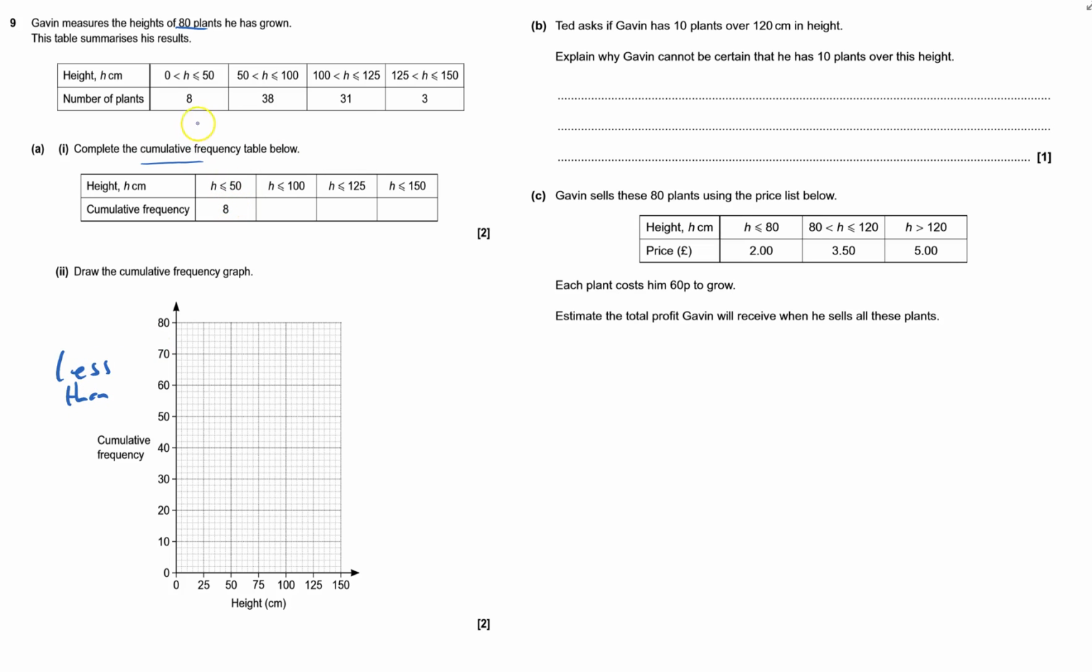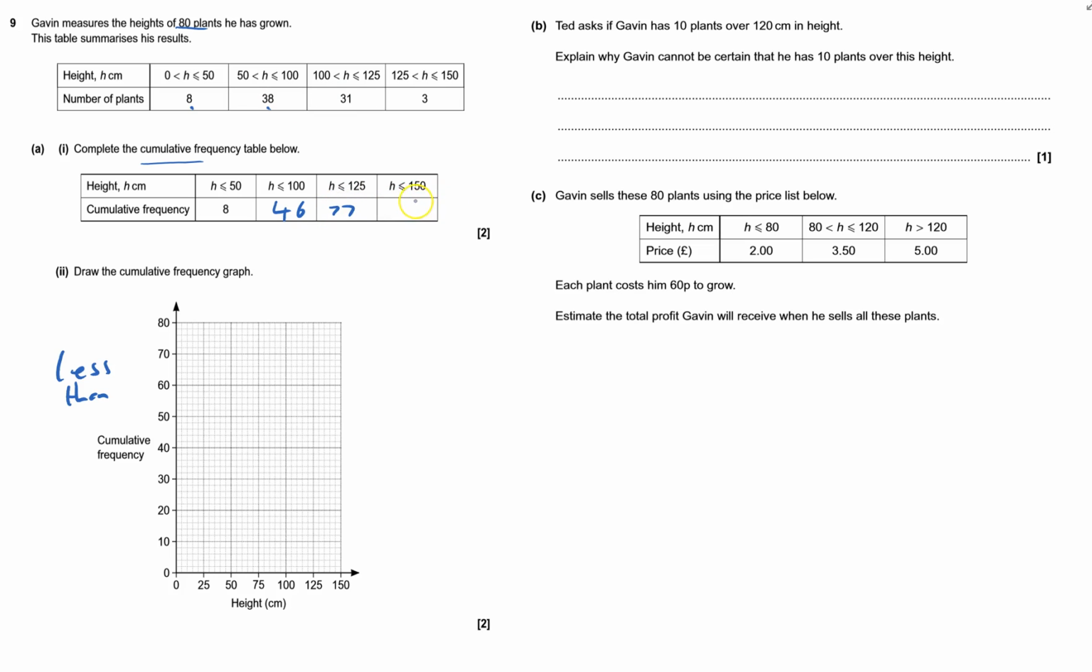And so how many were less than 50? Well, 8 were less than 50. How many were less than 100? Well, these 8 were, and these 38, so that means 46 altogether were less than 100. How many were less than 125? All of these. So I have to add 31 onto this, which is 77.